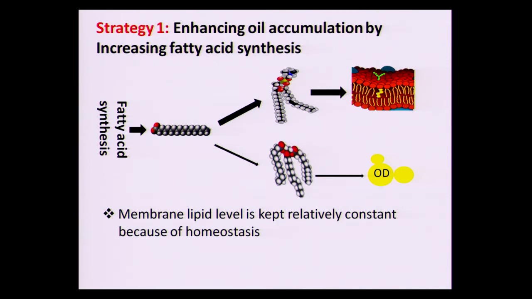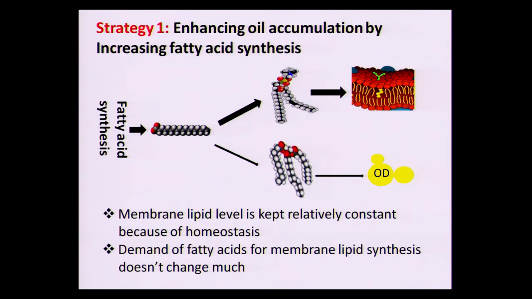These two pathways compete for the fatty acid. We know from many studies in plants, yeast, and mammalian systems that membrane lipid levels do not change much because they have a homeostasis mechanism, which maintains membrane lipids almost constant under many different conditions. This means that the demand of fatty acid for membrane lipid synthesis doesn't change too much. So we figured that if we want to increase oil synthesis, we can increase the availability of substrate fatty acid. In this way, we can increase fatty acid synthesis to produce more fatty acid per cell, which pushes this toward oil synthesis.